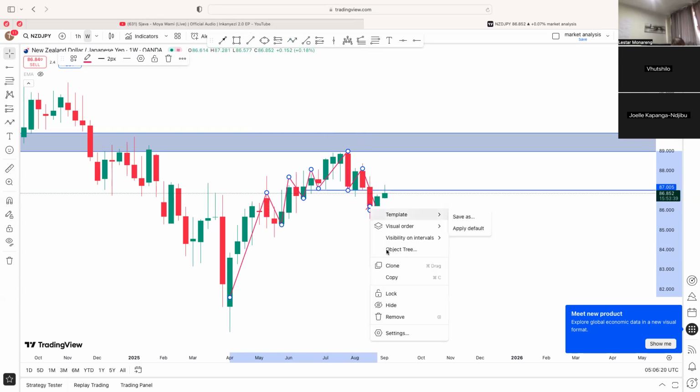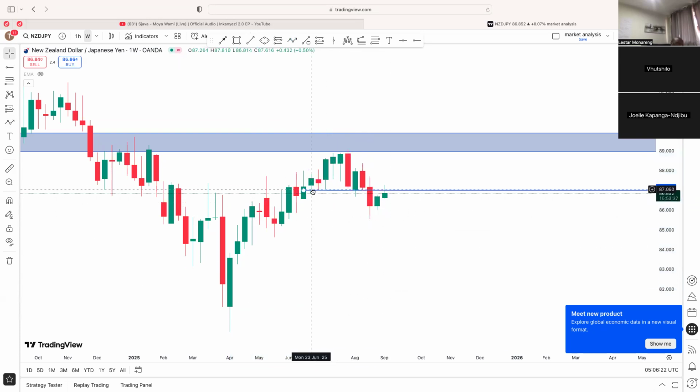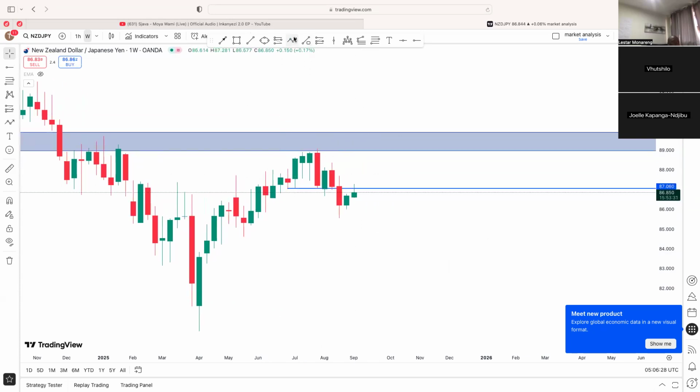Why is it a lower low? Because they traded below this higher low. This is a higher low that we have. So the minute the market trades below a higher low, meaning we've got a retracement, then the structure is broken. We want to see them continue to go to the downside.